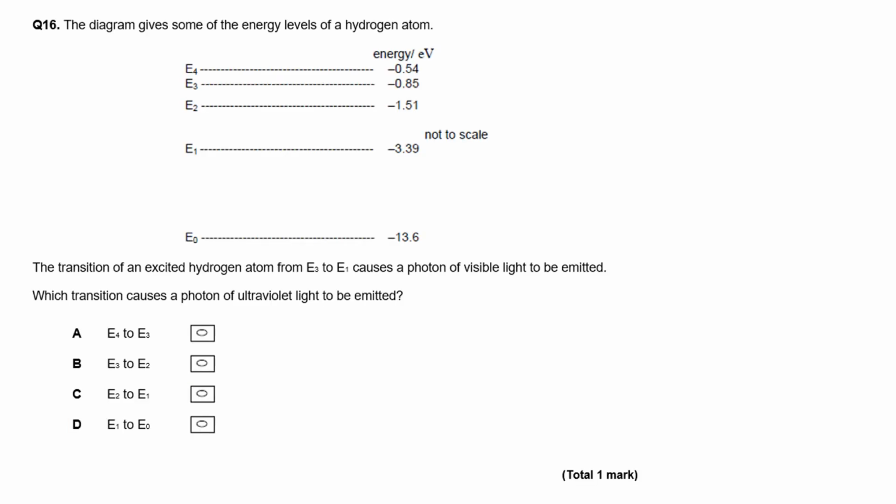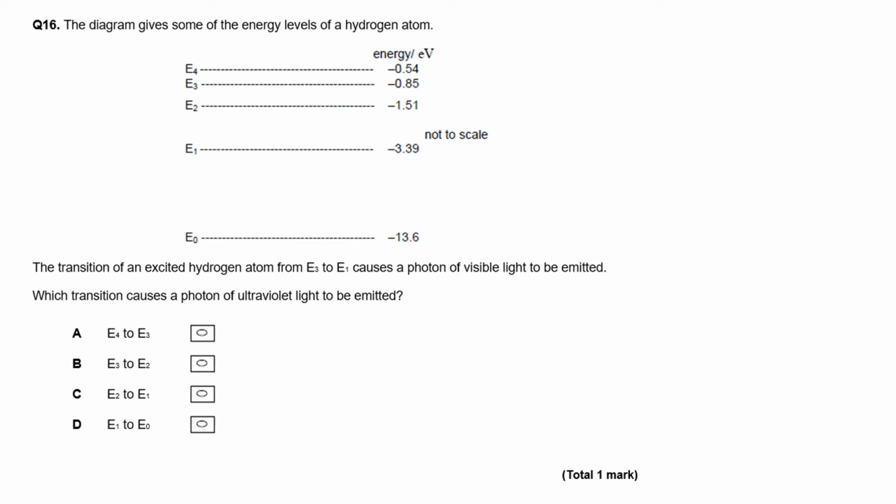So the diagram gives some of the energy levels of a hydrogen atom. The transition of an excited hydrogen atom from E3 to E1 causes a photon of visible light to be emitted. Which transition causes the photon of ultraviolet light to be emitted? So ultraviolet has a higher frequency and is therefore higher energy than visible. So we need a bigger energy transition than E3 to E1.